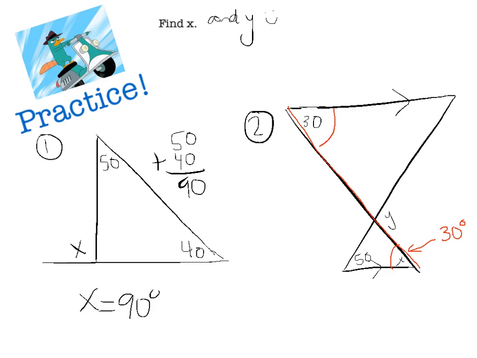I'm going to change colors. Let's look at the green triangle now. If I look at angle y now, angle y is the exterior angle of this triangle, and these two angles are the remote interior angles. That means that angle y is the sum of these two angles, or 50 plus 30, what's that? Yep, 80 degrees.